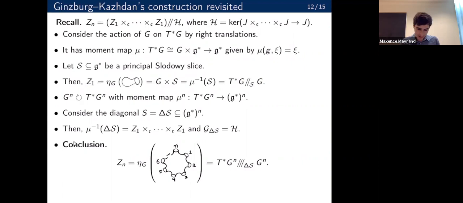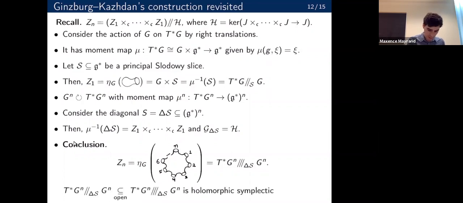Where here I added another slash because we're taking the GIT quotient. So you can think of that as some kind of hyperkähler quotient of T*G^n by G^n along the submanifold. But in any case, the symplectic structure comes from the geometric quotient, so the usual symplectic reduction on the submanifold, which happens to be an open dense subset of this GIT quotient. That's where you get the holomorphic symplectic form from this general symplectic reduction procedure. Okay, so that's the construction that we get.